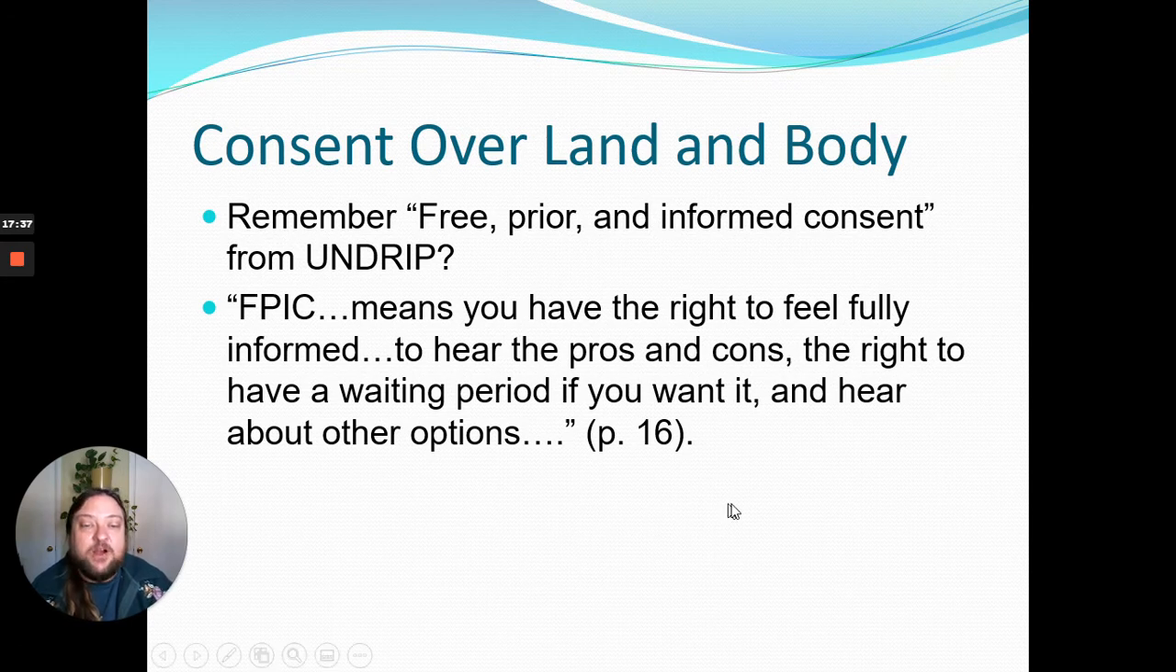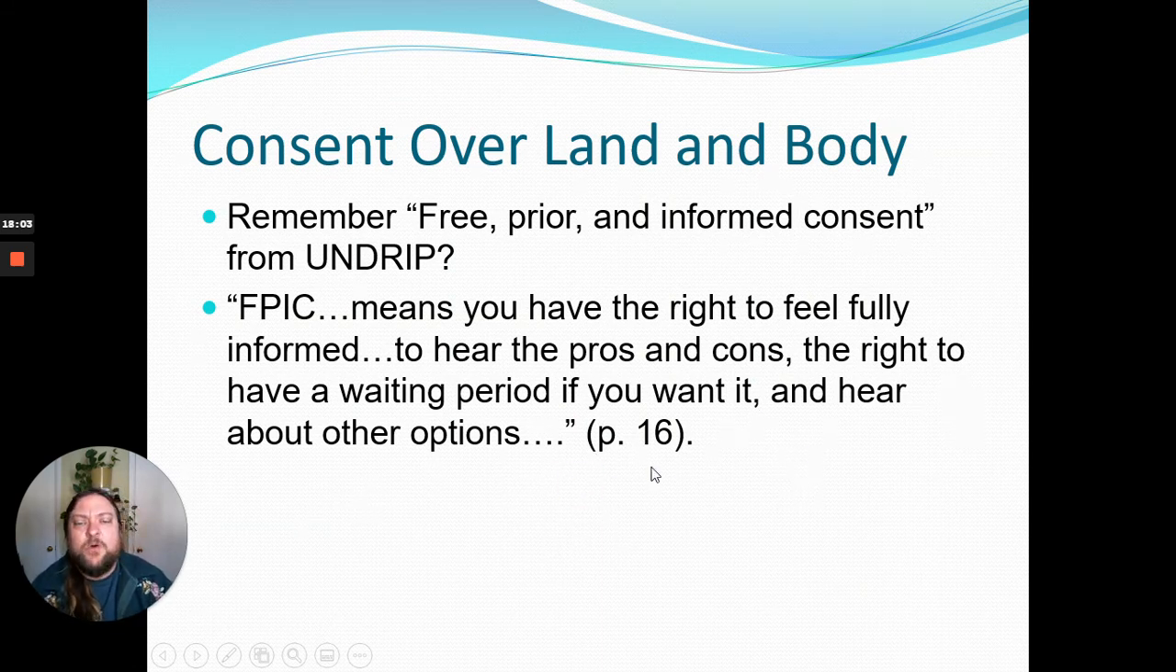So in this document on page 16, they abbreviate free, prior, and informed consent to FPIC. Free, prior, and informed consent means that you have the right to feel fully informed, all right, so the informed part of informed consent, to hear the pros and cons, the right to have a waiting period if you want it, so let me think about this, and hear about other options.